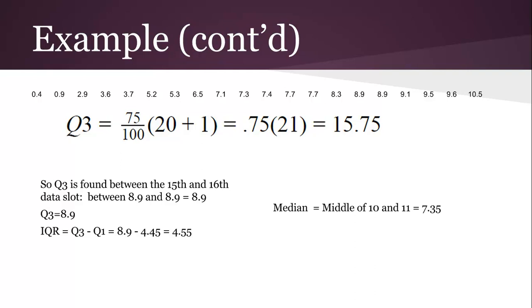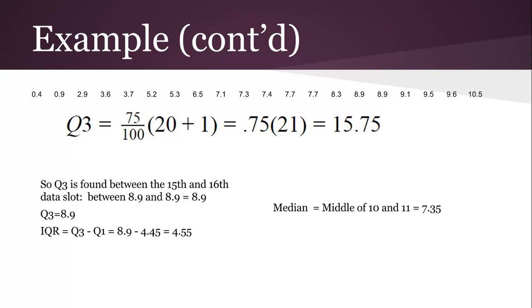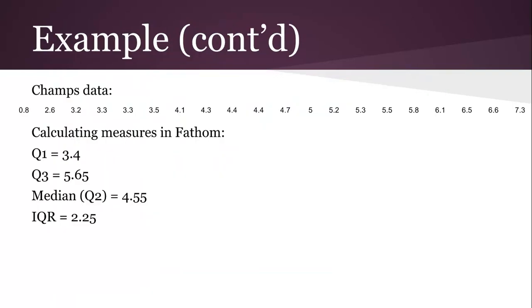The median is just the middle of 10 and 11. With 20 points, you get the middle of 10 and 11, which is 7.35. Fathom actually calculates Q1, Q3, the median and IQR for us. For a demonstration on this, just watch the next video in this folder. So Super Burger, like Champs, you can actually compare it. The interquartile range is 2.25 versus 4.55. So the interquartile range for Champs is a lot smaller. They're a little bit more consistent in the middle 50%.